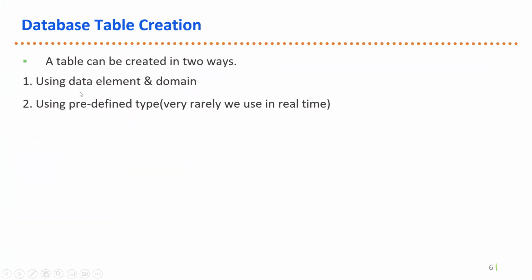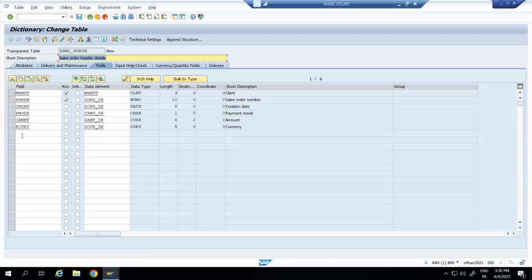So till yesterday, we have used this first way to create a database table. We have created data element, domain, then field. So now we'll see the second way using predefined type. So predefined type is also known as built-in type. So we go to the table and suppose there is a field where it stores the name of a person, like customer name. So here I'm giving the name.